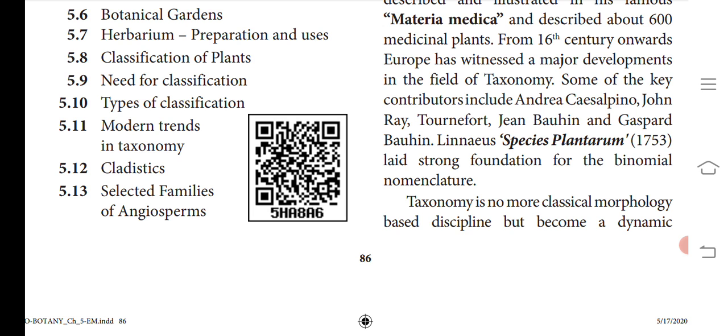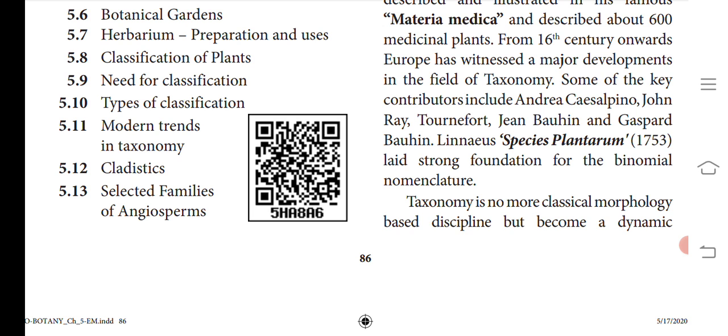Then we will learn in detail about the selected families and the flowers, and the need of classification, types of classification. Then modern trends. Morphologically and physiologically we have been learning about the plants. Once it comes to the molecular level, at the genetic level, then you call it the modern method, because it has been recently developed and it is a growing science. So modern trends in taxonomy: we will learn in detail about the molecular basis of each and every plant.